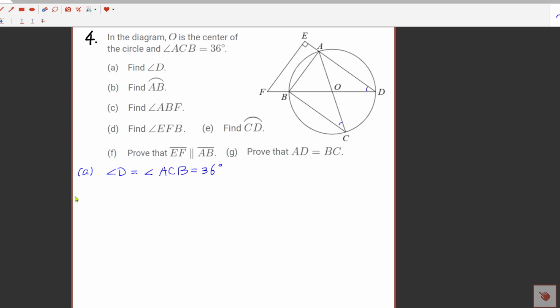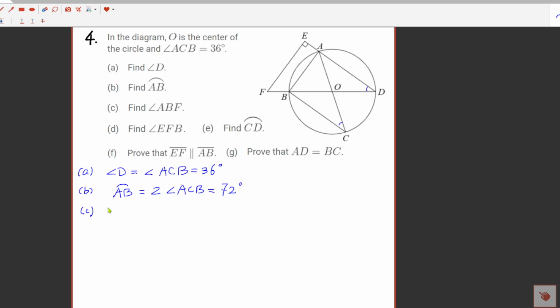This is very simple. And second question, arc AB, which is a shorter arc here. Otherwise, you should use another point here to denote the longer arc, right? So the shorter arc AB, again, it's simply twice the angle D or ACB, right? So that gives us 72 degrees.